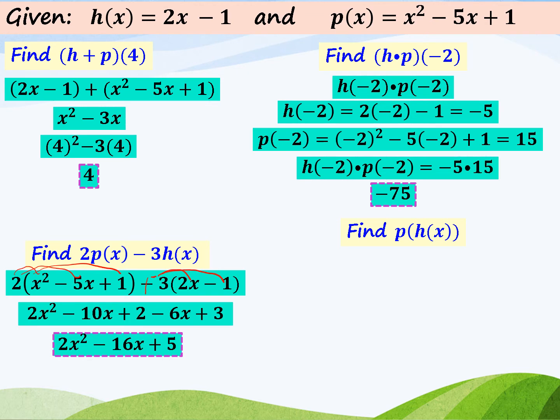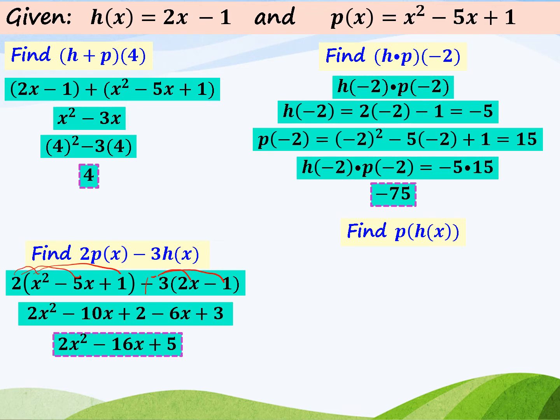So I get 2x squared minus 10x plus 2, and then negative 3 times 2x is negative 6x, so that'd be the minus 6x. And negative 3 times negative 1 is positive 3. Now, from this point on, again, it's just simply combining the like terms, and I end up with 2x squared minus 16x plus 5. So again, that's 2x squared minus 16x plus 5.